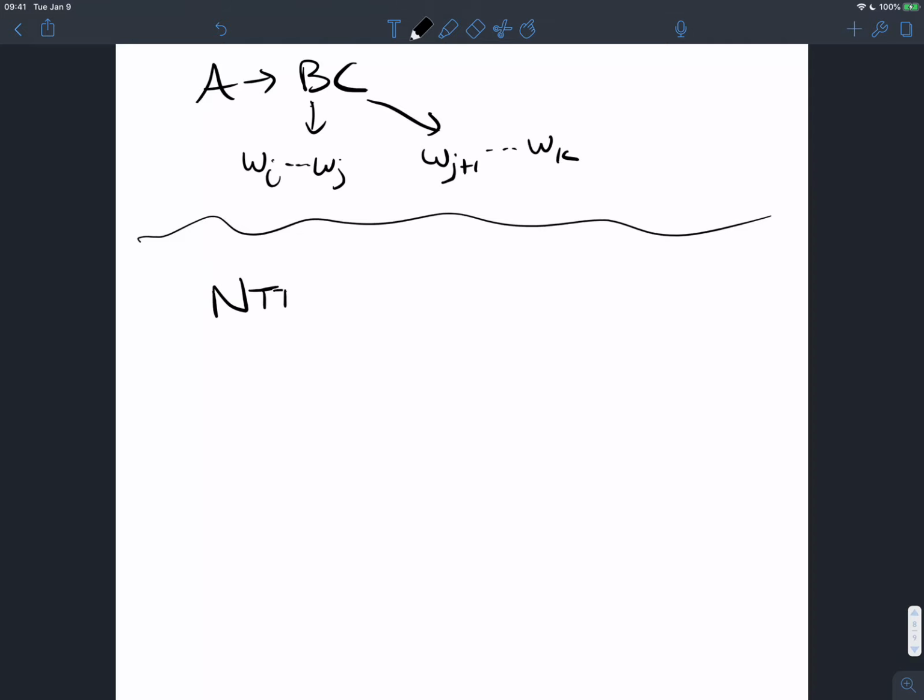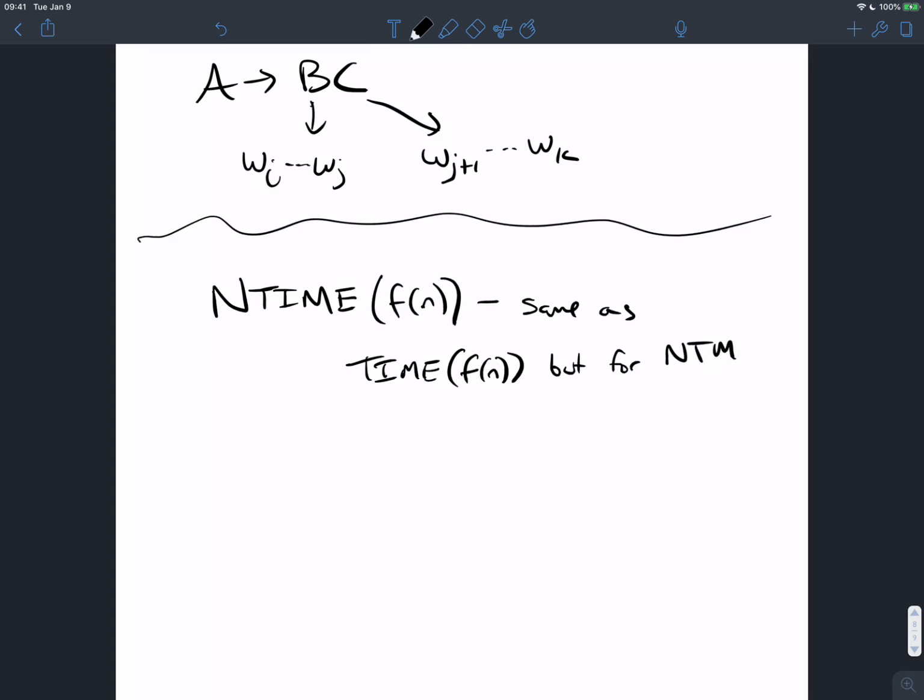So we're going to define a very similar class called NTIME of f of n. Same as TIME of f of n, but this is for non-deterministic Turing machines. And it could be, for a non-deterministic machine, that one computation path is really short and goes to accept, and some go really long, right?